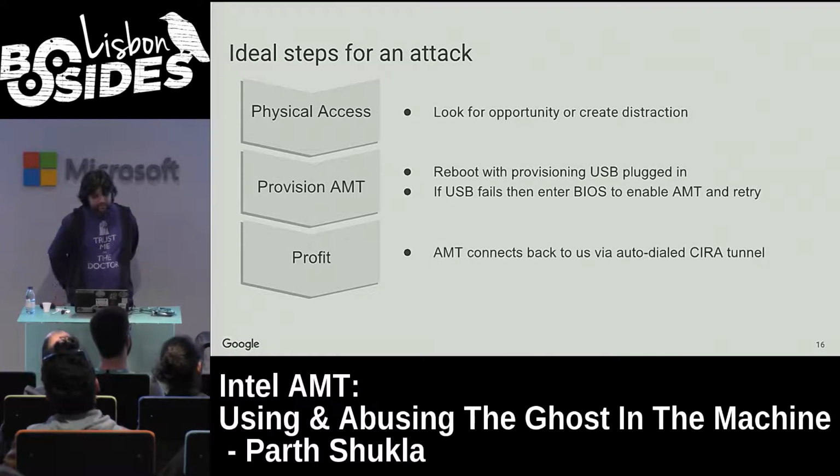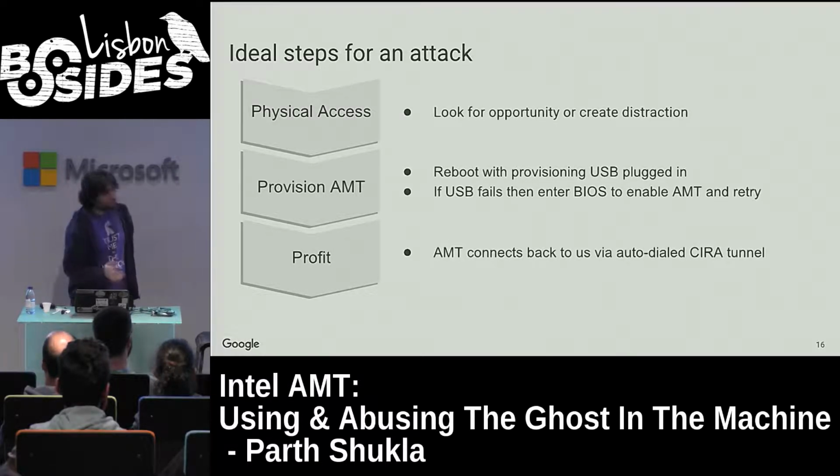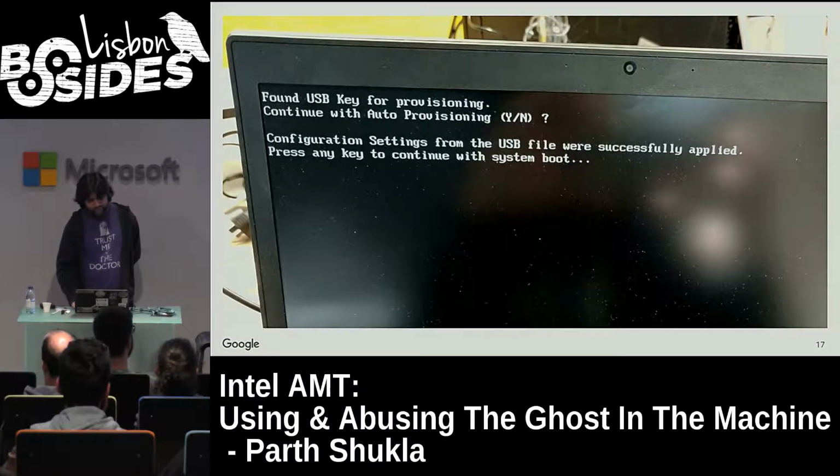So here's an ideal attack scenario. Look for an opportunity or create a distraction. Then, since we'd like to spend as little time as needed to provision and set up AMT, we'll use USB to auto-provision AMT, and then set up AMT to auto-start a CIRA session to call out to my command and control server. And we should be good. That's it. That's what the documentation says should work. Let's see what really happened. So this is the ideal. Do this, walk away.